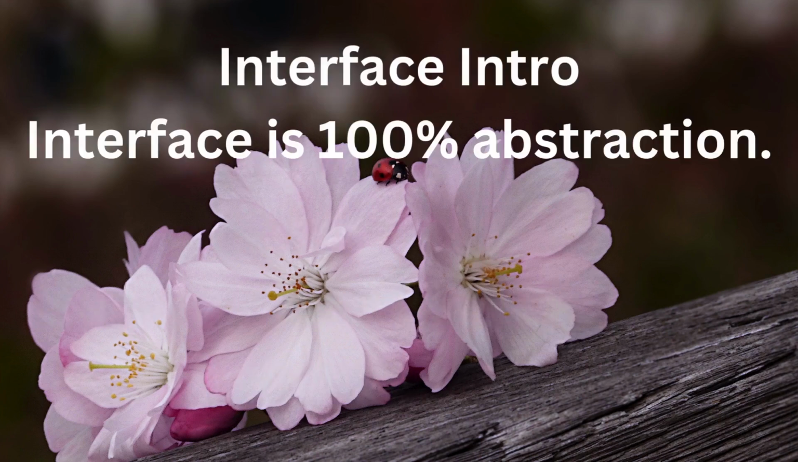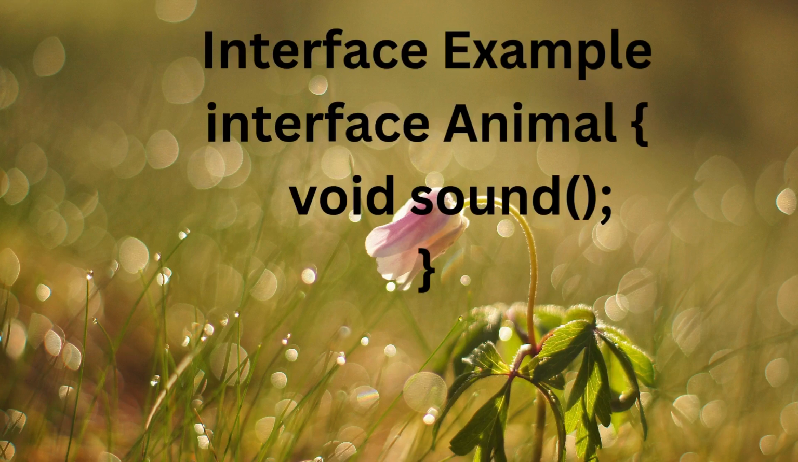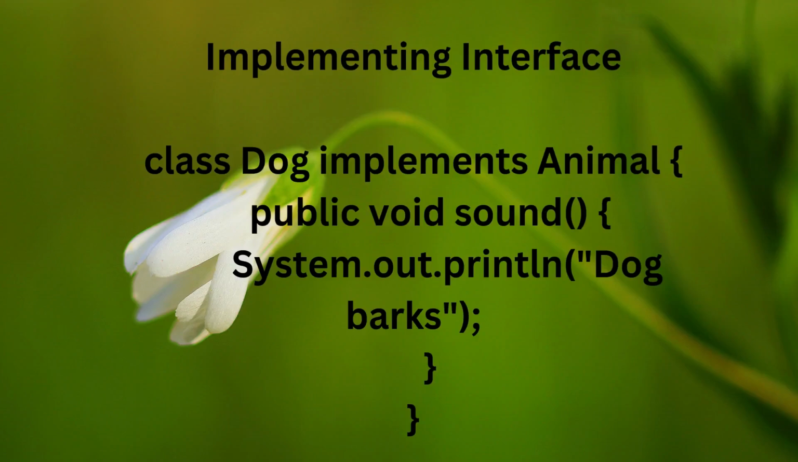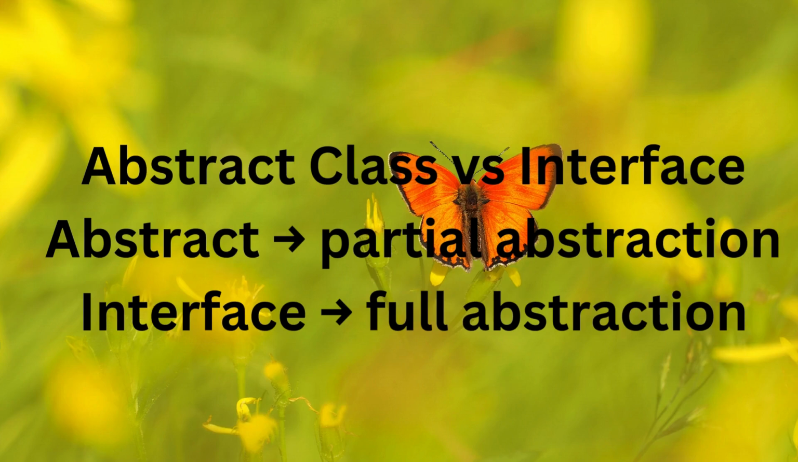Next, we have interfaces. An interface provides 100% abstraction. It contains only method declarations, no implementation. For example, an animal interface defines a sound method. The dog class implements this interface and provides its own sound implementation by printing dog barks. Interfaces help achieve loose coupling and make applications more flexible and scalable.